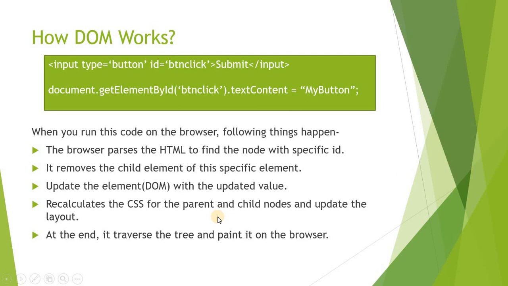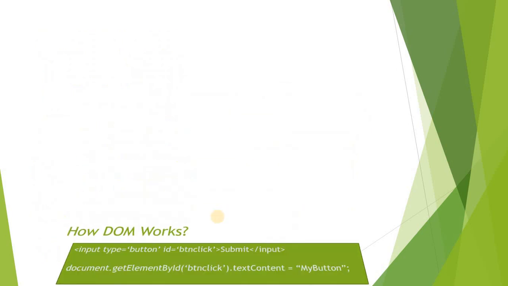After calculating, it traverses all the levels of the nodes under the tree and checks which node has been updated. After that, after calculating it, it re-renders your page on the browser.